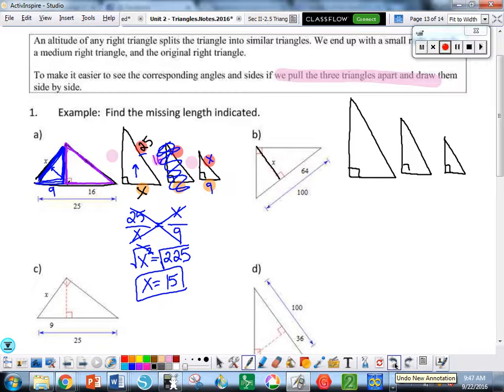Now looking at the big triangle, what do I know? This side is the hypotenuse. Do you know the short leg? Do you know the long leg? No. So in the big triangle, the 100 is all I know. Is that okay?